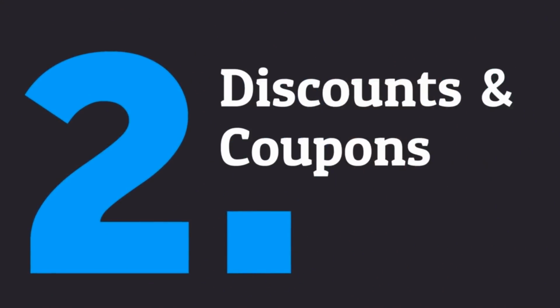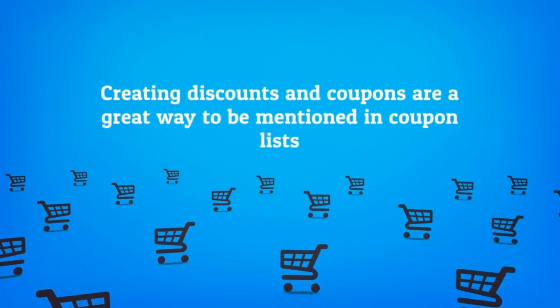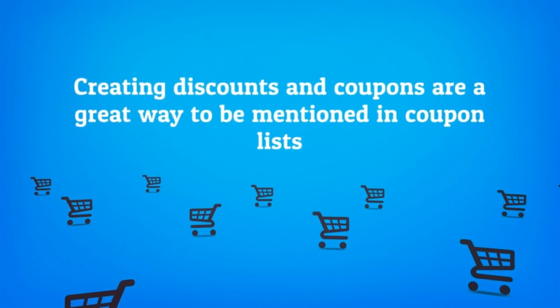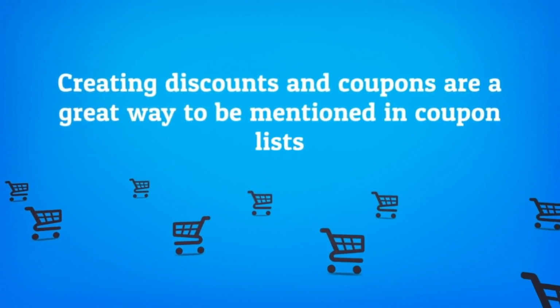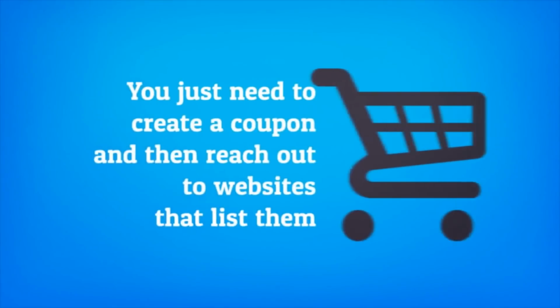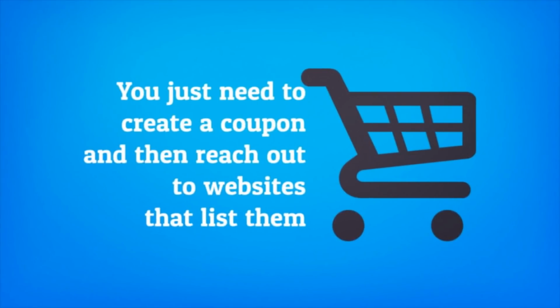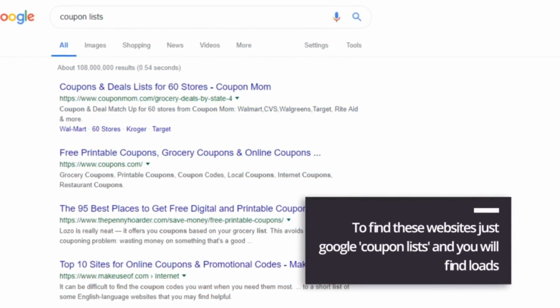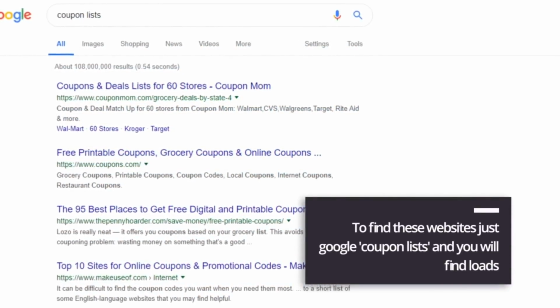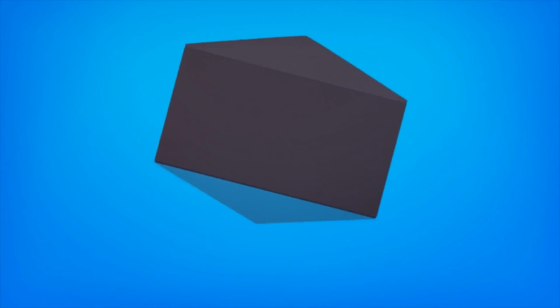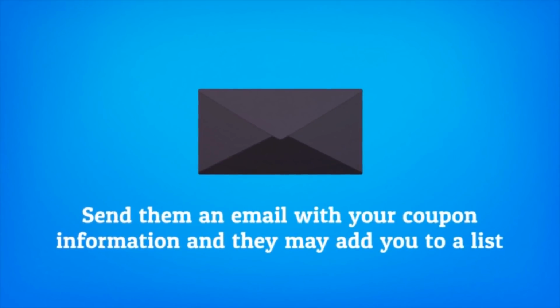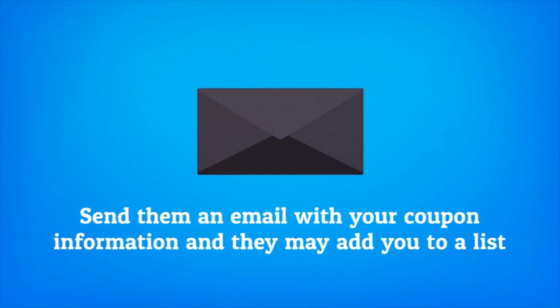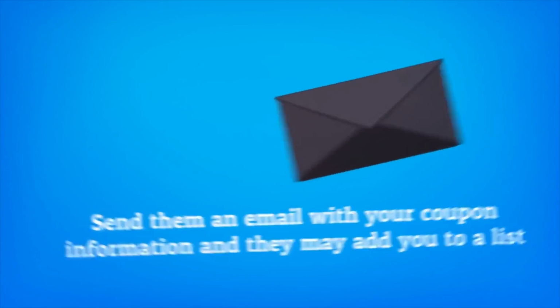Number 2. Discounts and coupons. Creating discounts and coupons are a great way to be mentioned in coupon lists. You just need to create a coupon and then reach out to websites that list them. To find these websites, just Google coupon lists or something similar and you will find loads, as you can see here. Simply send them an email with your coupon and website information, and they may add you to a list.